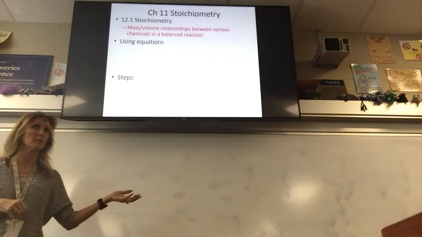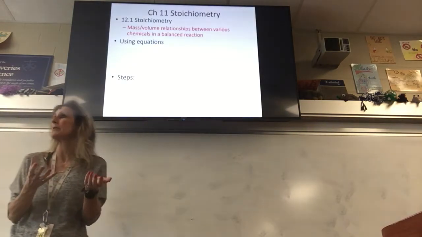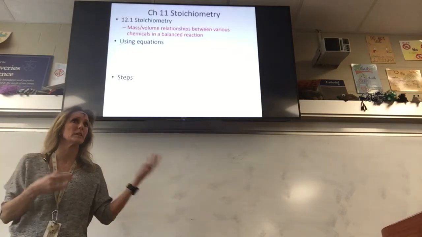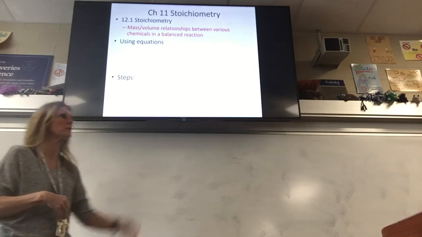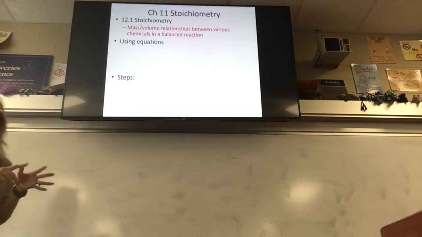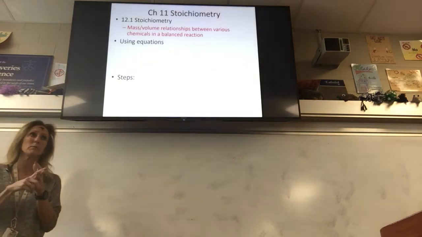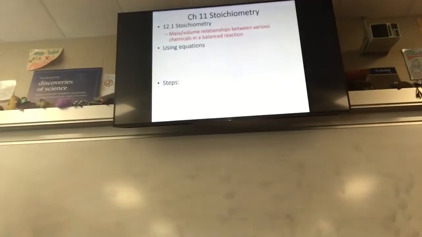And we can look at one reactant and compare it to another reactant, or we can look at a reactant and a product, or a product to product. So we can look at any combination of substances in a chemical reaction and compare masses, which is what we're going to focus on today. And then tomorrow we'll talk about volume and even using Avogadro's number as well.